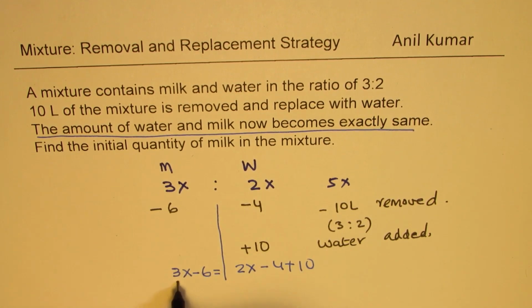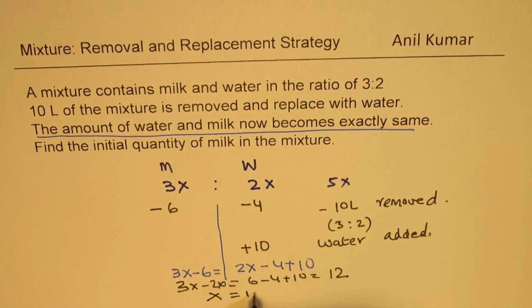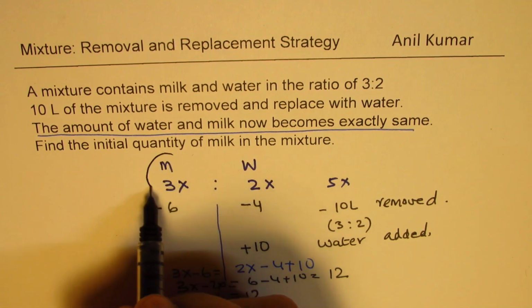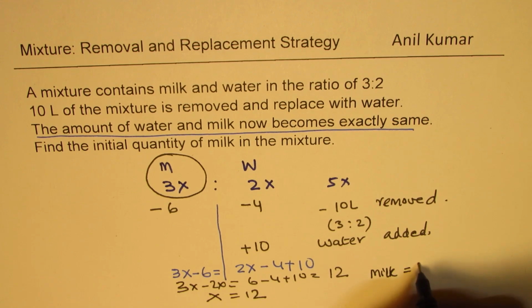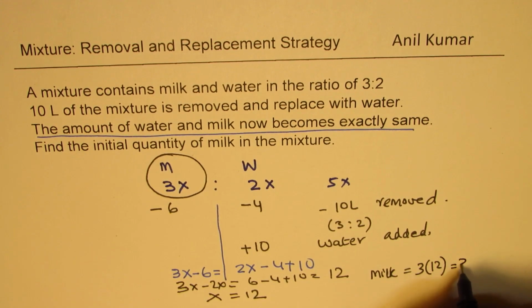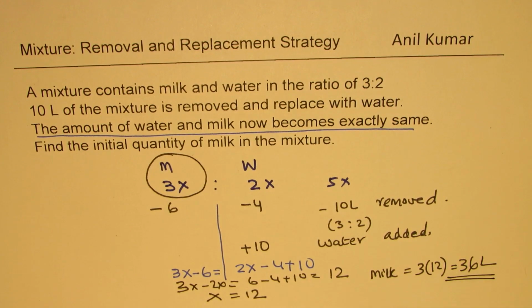So let's solve it. So we get 3x minus 2x first, and taking 6 on this side, we get this as 2 plus 10, which is 12, right? So that means x equals 12. If x is 12, how much is the milk? So we know milk is equal to 3 times 12, which is 36 liters. So that is how we can actually solve the question. So find the initial quantity of milk in the mixture. Initial quantity of milk in the mixture is 36 liters.